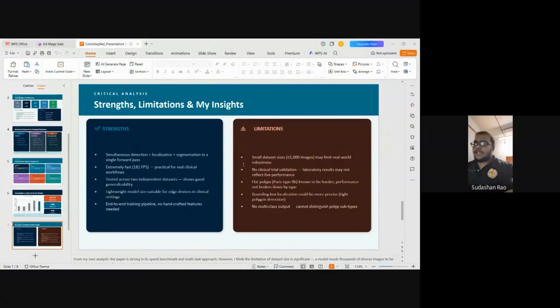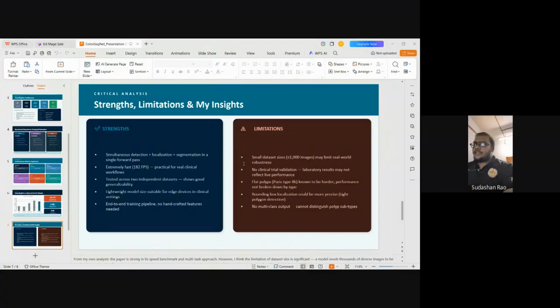However, the dataset sizes are very small, only 1,000 images. A model for real clinical deployment would need far more diverse data. There's also no clinical trial validation, and the paper does not break down performance by polyp type. Flat polyps are known to be hardest to detect, and subgroup analysis would have been very valuable.